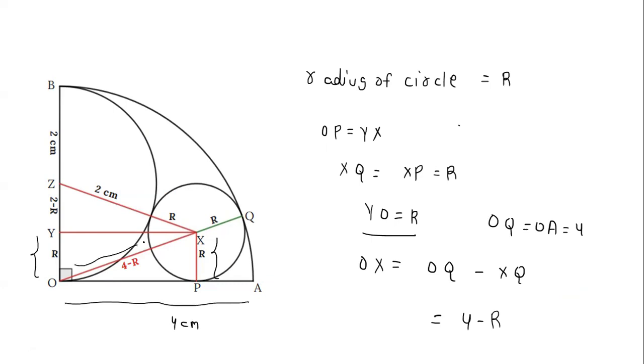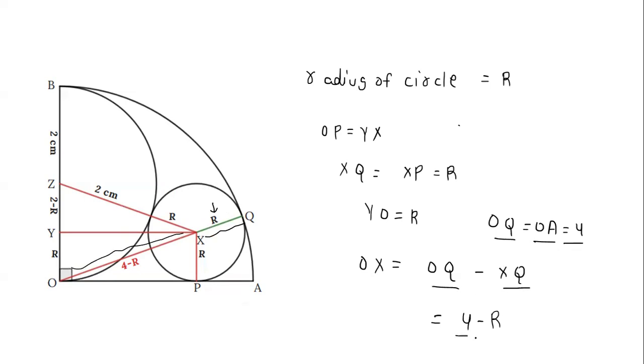Now you know this OA is 4 centimeter. You can also see that this OQ is also 4 centimeter, because A point is lying on this quarter circle and Q point is also lying on this quarter circle, and O is the center of the quarter circle. So OA distance and OQ distance will be the same. Now OA and OQ both are equal to 4 centimeter, and we know this is equal to the capital R. So we can easily calculate this distance OX as OQ minus XQ, which is 4 minus R.